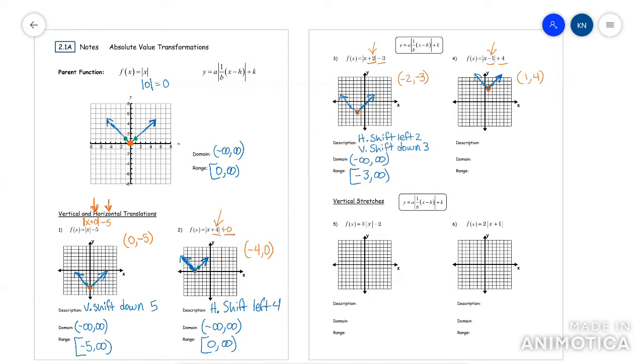Like that. So the description: we had a horizontal shift right 1 and a vertical shift up 4. The domain's all reals. And the range, this one went from 4 to positive infinity.